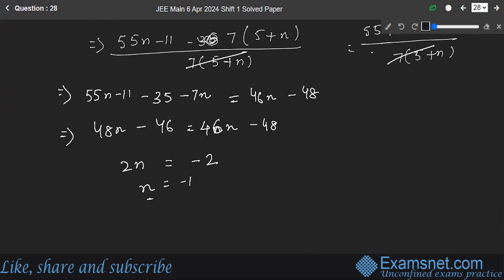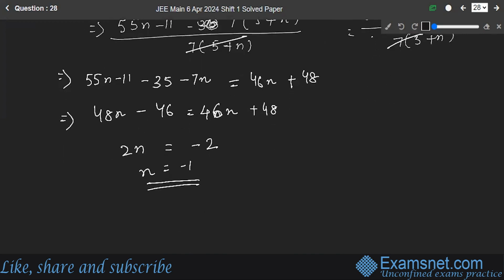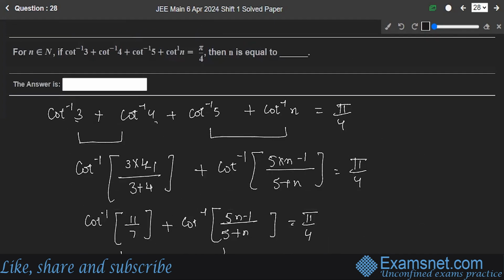N will be equal to, wait, I have done some calculation mistake. Let me check. Yes, over here, this is plus 55 minus 7. This is going to be plus 48. So plus 48 over here also, and you will have 48 and 46. This will give me 94. Okay, so n will be equal to 94 upon 2, which will be equal to 47. So this is the value for n. n is equal to 47.